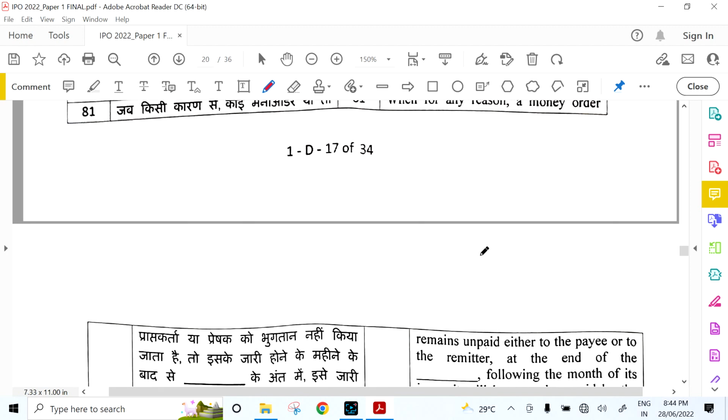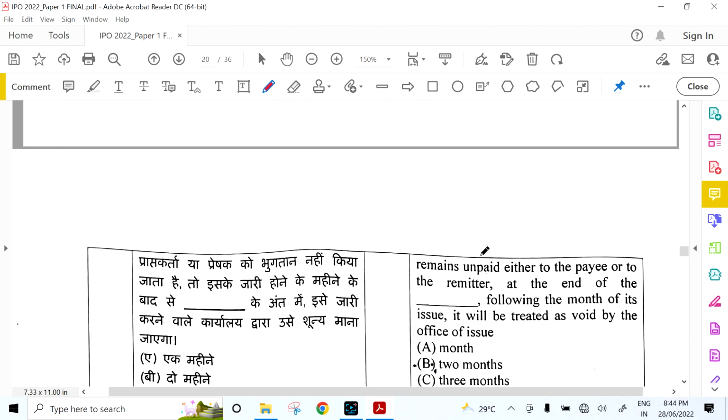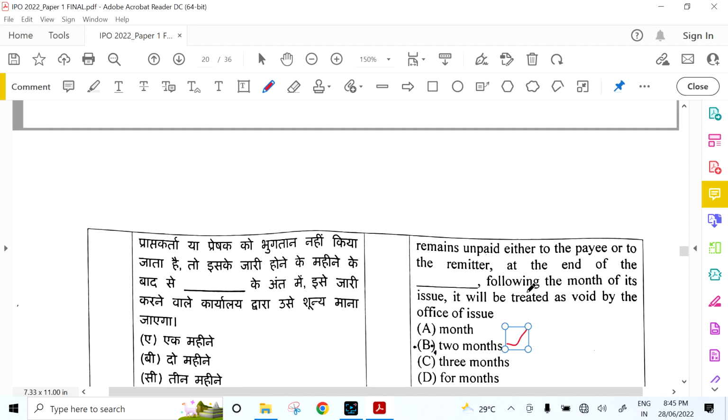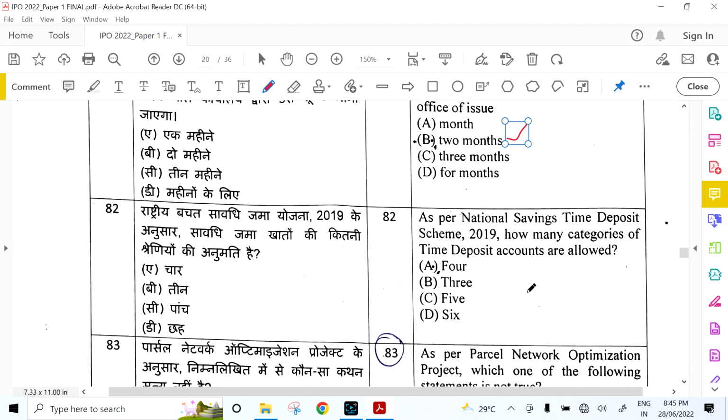When for any reason a money order remains unpaid either to the payee or to the remitter at the end of the dash following month of its issue, it will be treated as void by the office of issue. Then it is 1 month, 2 months, 3 months or 4 months. The answer is 2 months. Earlier it used to be 1 month. This has been revised, and as per the revision it is 2 months.